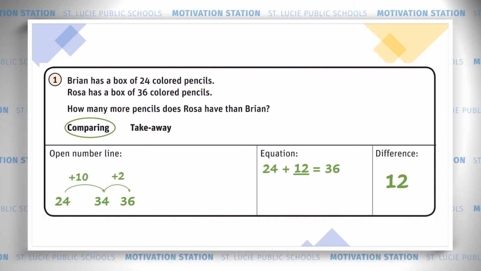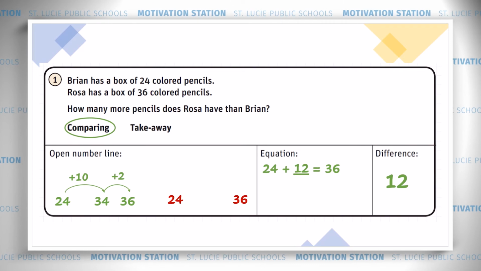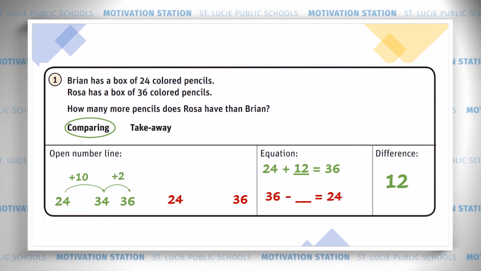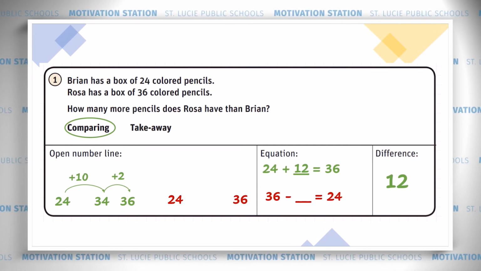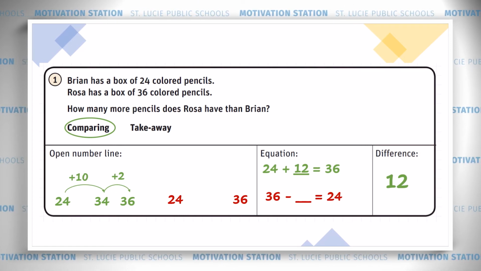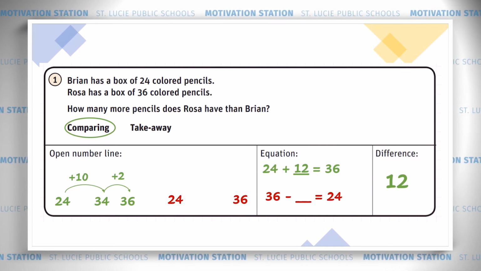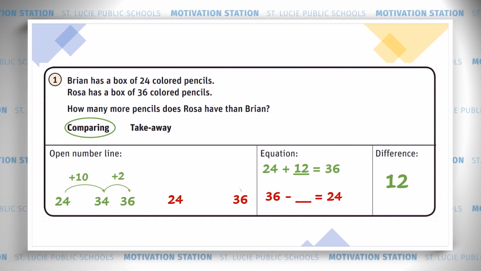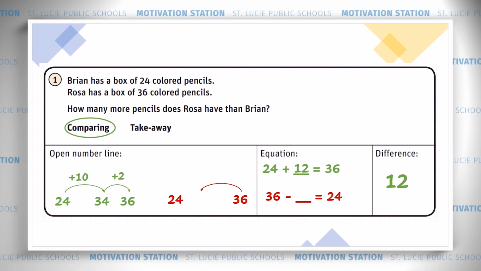Now we're going to solve with subtraction. For subtraction, I start with my high number, which is 36, and I'm going to end at my low number, which is 24. My equation is 36 minus blank equals 24. Write that down, and let's start thinking about our jumps. Are you ready? Okay. 36 to 24. What's a big jump I could make to get close to 24?